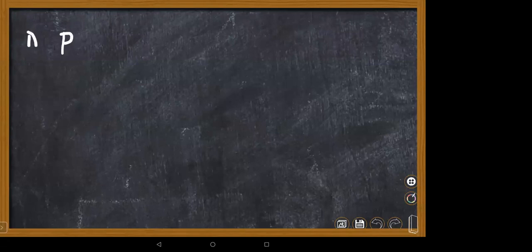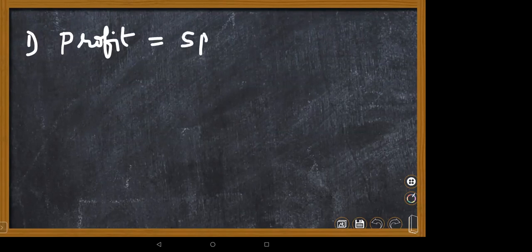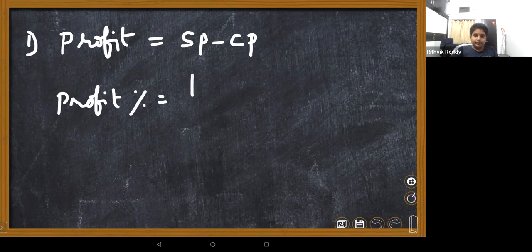We know what the profit is. Once again, we'll recall the profit. Profit means always cost price is less than selling price. So SP minus CP. So for profit percentage, I want the profit percentage means profit by CP into 100.